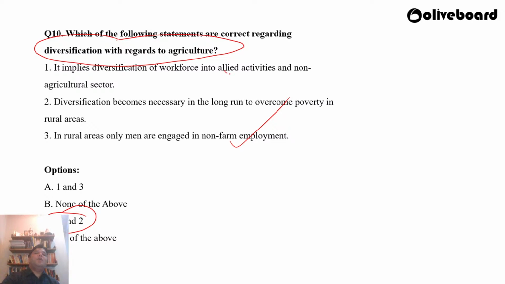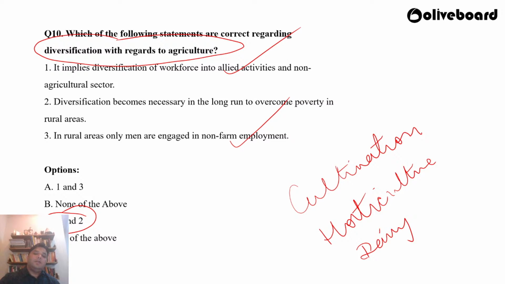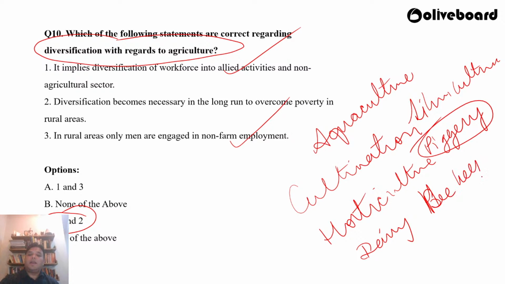So, diversification of workforce, right? When you talk about the agriculture sector, cultivation is one sector. You cultivate. Then you have horticulture also, then you have dairy also, then what you can say aquaculture, which is fishing, that also. You can also talk about silviculture, silk farming. You can also talk about piggery, pig farming. You can also talk about beekeeping, right? So these are all agricultural allied activities.